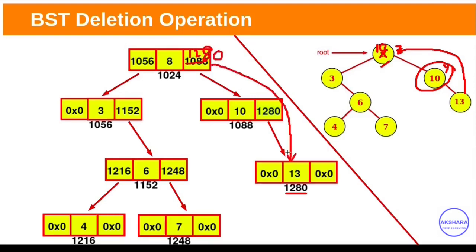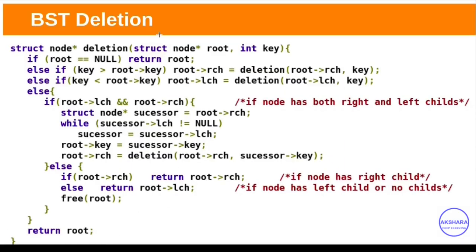Then this link will be established. Now we can delete this node. This is the recursive procedure for deleting an element from binary search tree. Here this key is the element to be deleted.